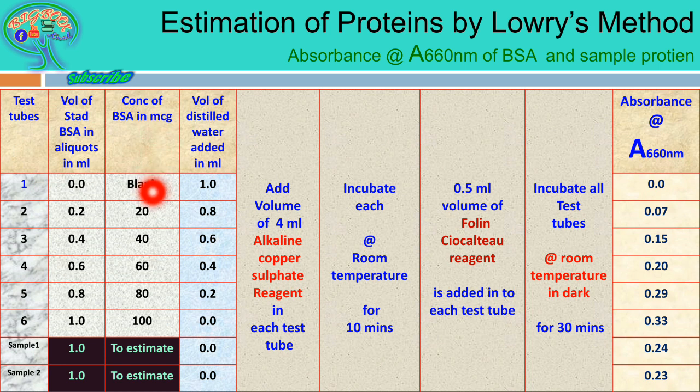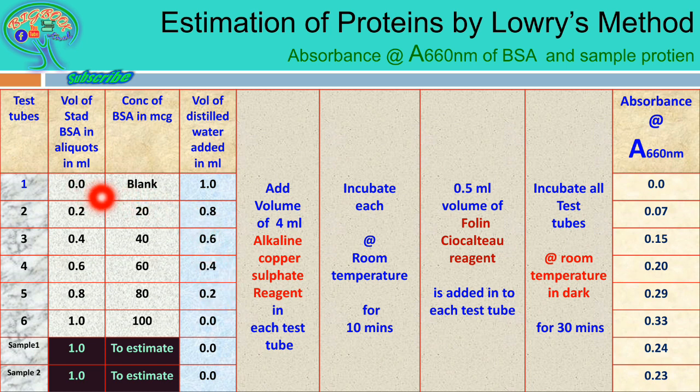The concentration within these standard BSA volumes is: for 0.2 ml, 20 micrograms of BSA; 0.4 ml, 40 micrograms; 0.6 ml, 60; 0.8 ml, 80 micrograms; and for 1 ml, 100 micrograms. The samples have to be estimated. Further we are going to make up the volume of the standards lesser than 1 ml to 1 ml by adding the respective amount needed.